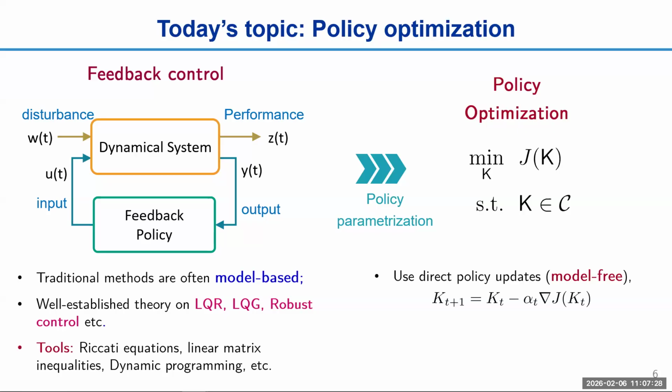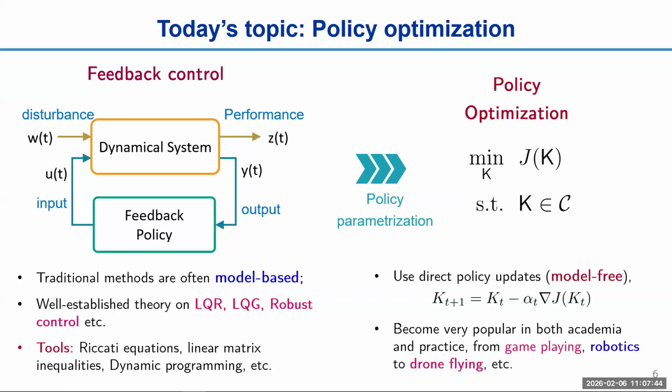And this kind of procedure you probably have seen many, many times in deep learning, where we try to train a neural network to do some classification that's static. Here, we can also use this simple logic to train your controller, where you have a dynamic system in the loop. And this idea actually became very popular in both academia and in practice in the past decade or so, and even more than one decade. So we have seen very successful stories from game playing, robotics, and drone flying.